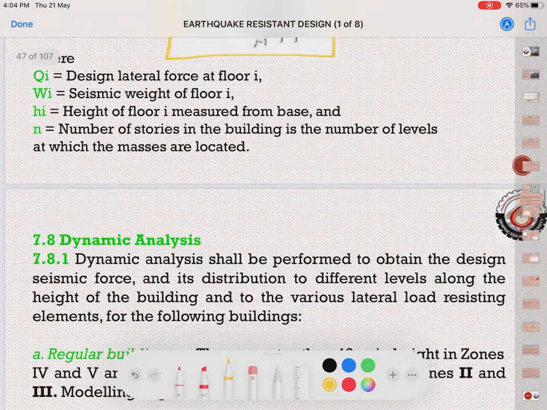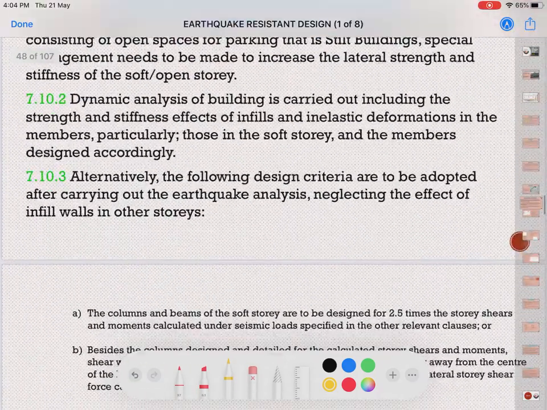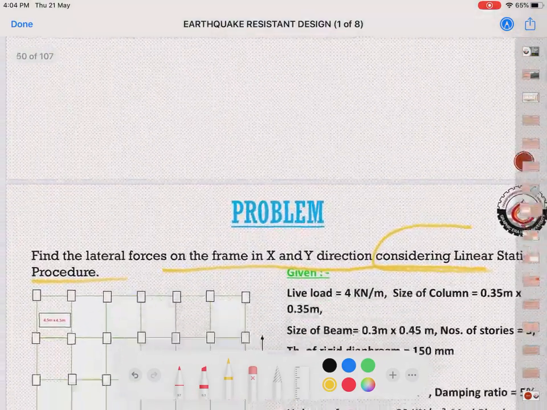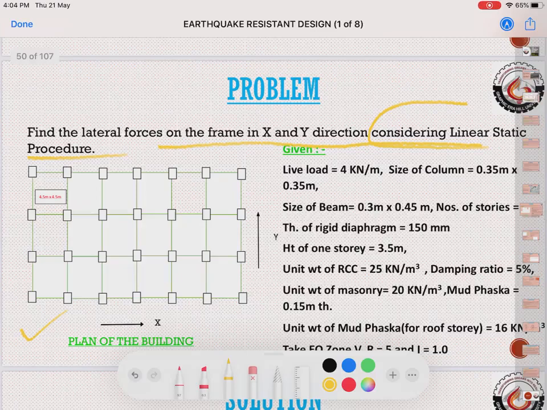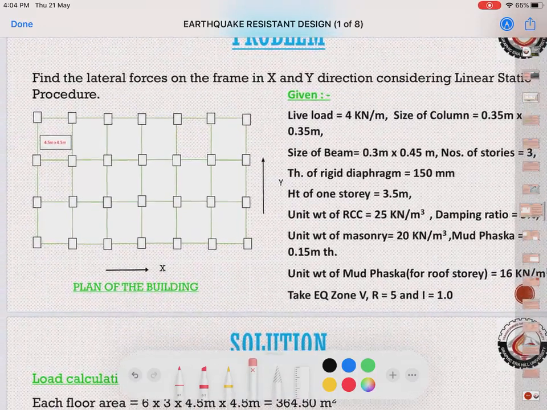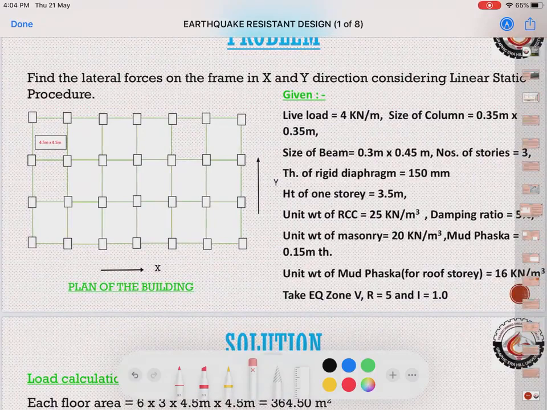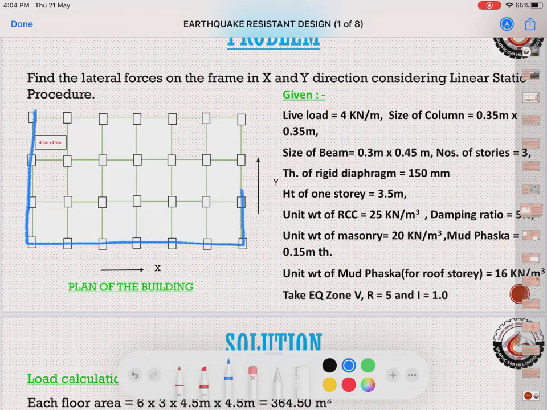What is the linear static procedure? This static procedure was discussed in the last video. This formula is called the linear static procedure. So using this formula, we are going to calculate the lateral forces on different stories in both directions. So let us begin. Here you are able to see the plan of this building.